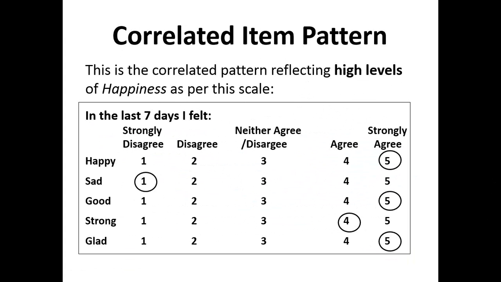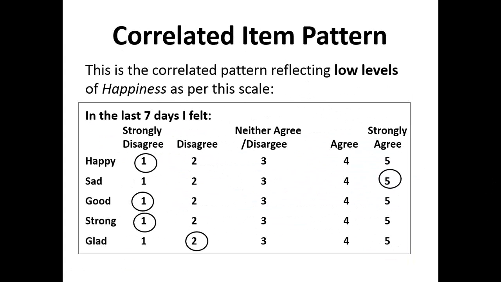Say this is our happiness scale, and somebody is very happy. They have high levels of happiness. So, are they happy? One, they're going to say strongly agree: I felt happy in the last 7 days. Have you felt sad? One, right? It's hard to feel sad and happy at the same time. And then the remaining positive items, good, strong, glad, all tend to be on the higher end where the happiness is. So that's a pattern indicating high levels of happiness.